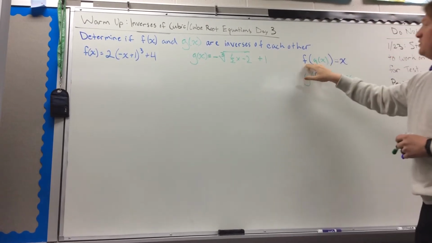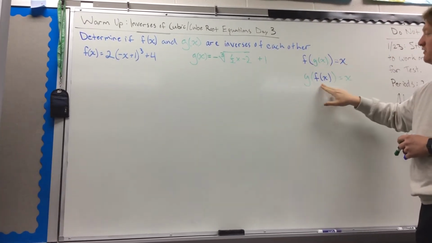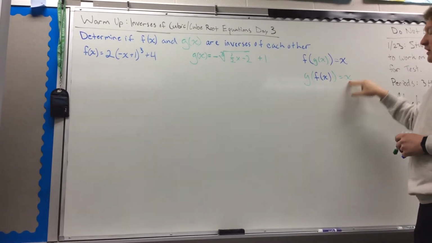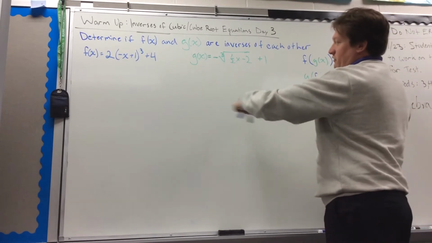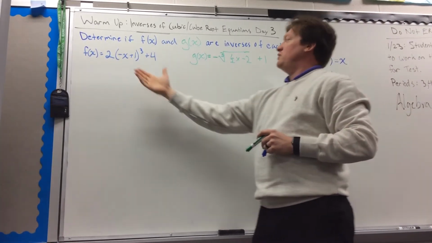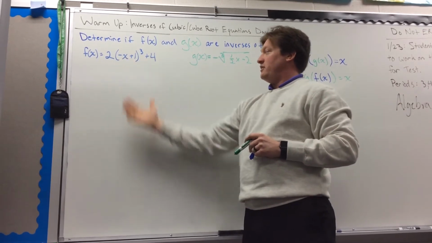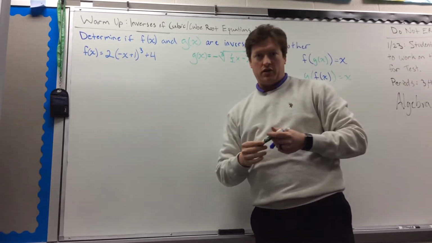To do composition, you would say f of g of x needs to reduce down to x, and g of f of x needs to reduce down to x as well. If it does not reduce down to x when you do this, they are not inverses of each other. Another way of making sure is if you take one of these equations and find its inverse, and you get this equation over here, then it makes them inverses of each other.